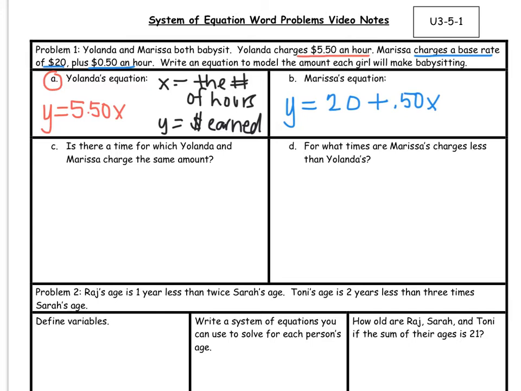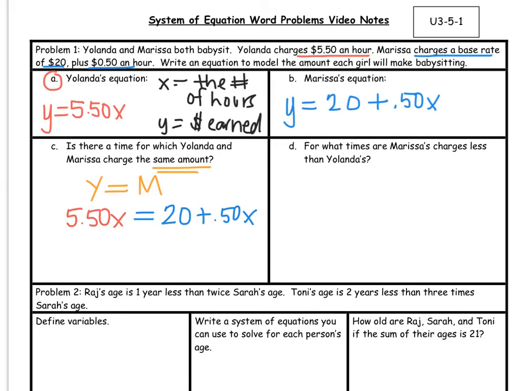So in letter C, is there a time for which Yolanda and Marissa charge the same amount? What it's asking is, when is Yolanda's fee the same as Marissa's fee? Well, we know how much Yolanda charges. She charges $5.50 an hour. And we know how much Marissa charges. She charges a flat fee of $20 plus 50 cents an hour. Now we just need to solve for x.